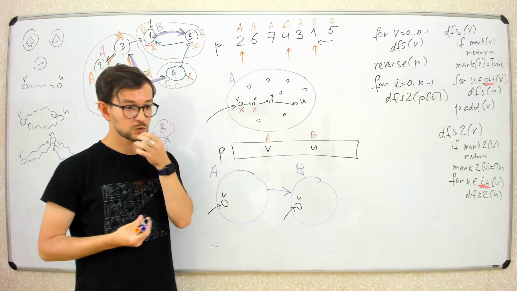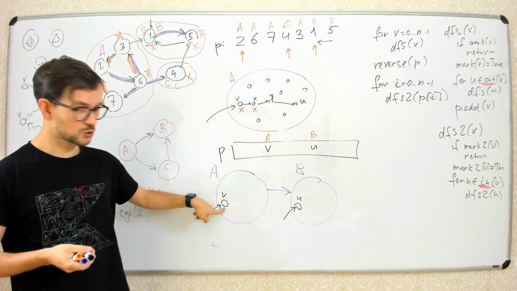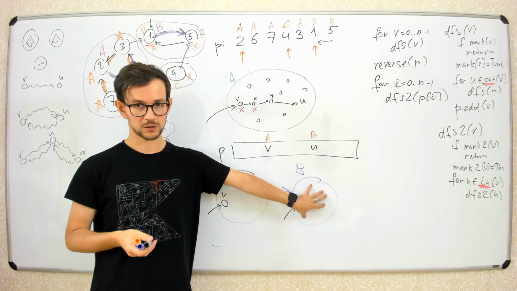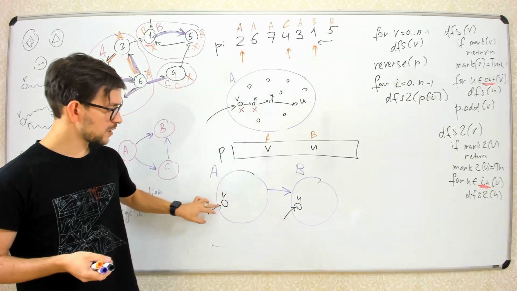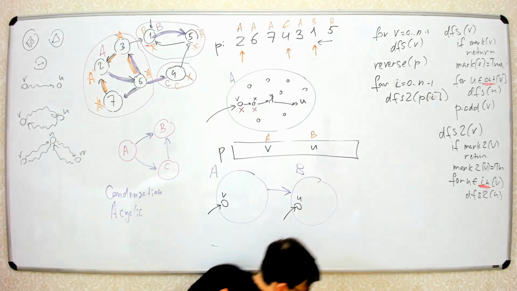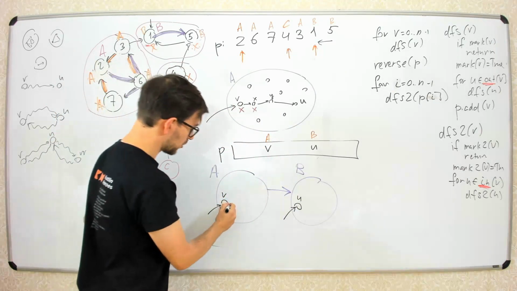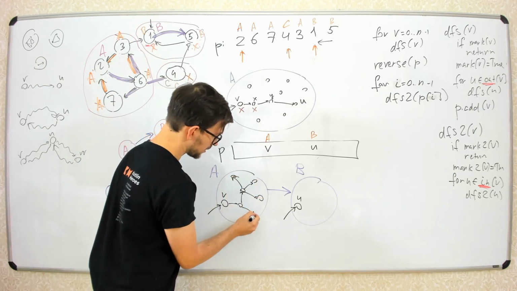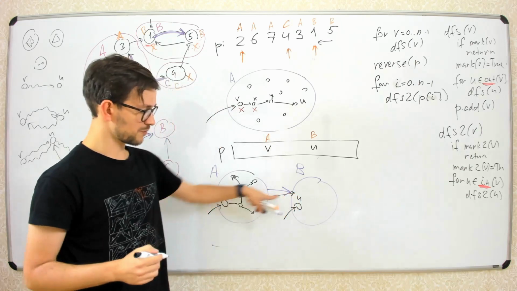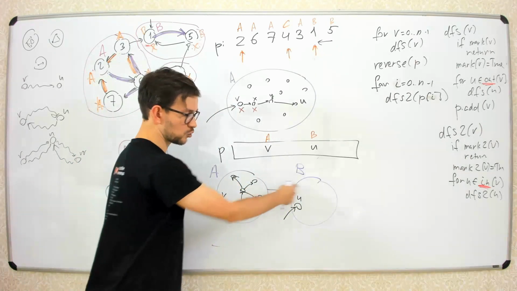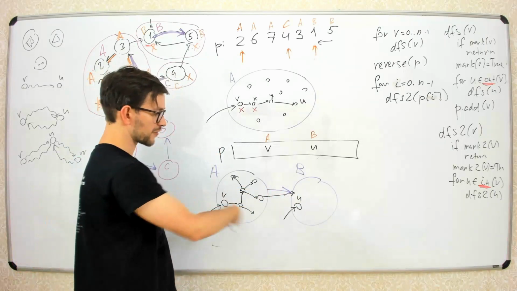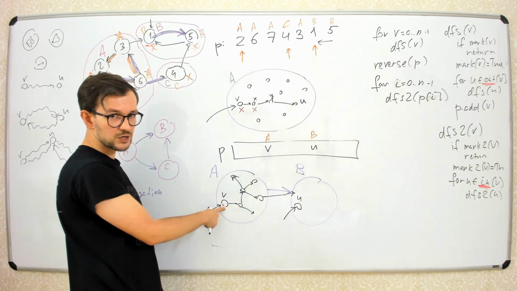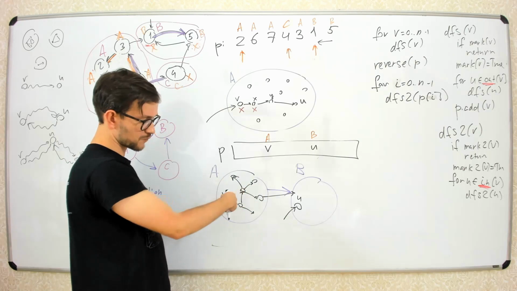Why is this true? Because when you enter this node V, you cannot leave it until you reach something in this component B. When you enter node V, your DFS will find everything inside this connected component, and it will also find all the edges going out of this component. Since you have this edge from A to B, there must be some edge connecting something from A to something from B. So when you reach V, you will find everything inside this component.